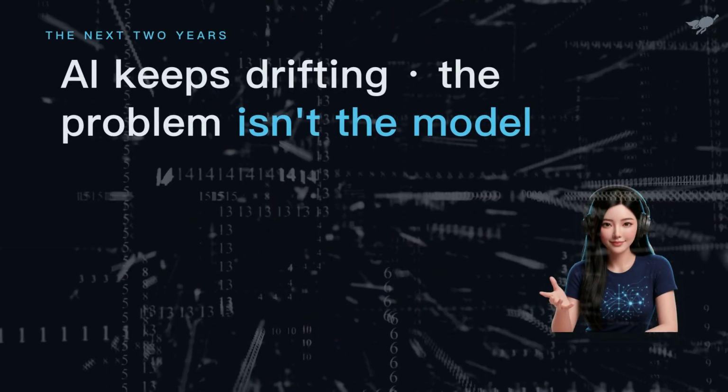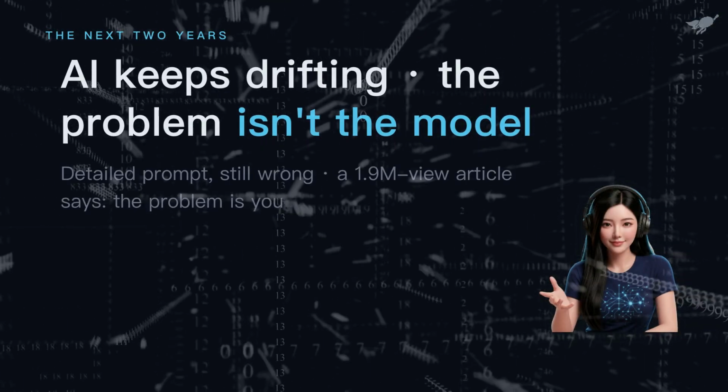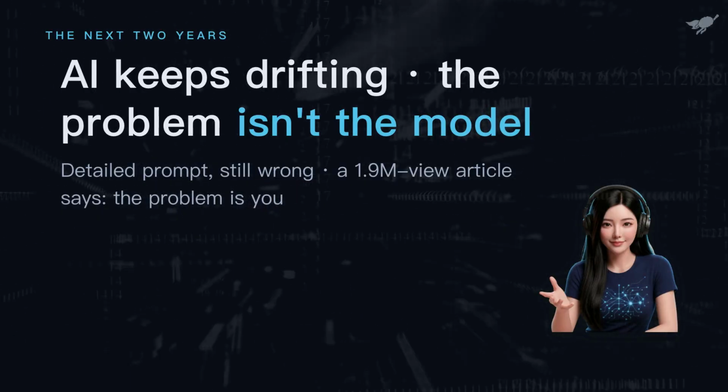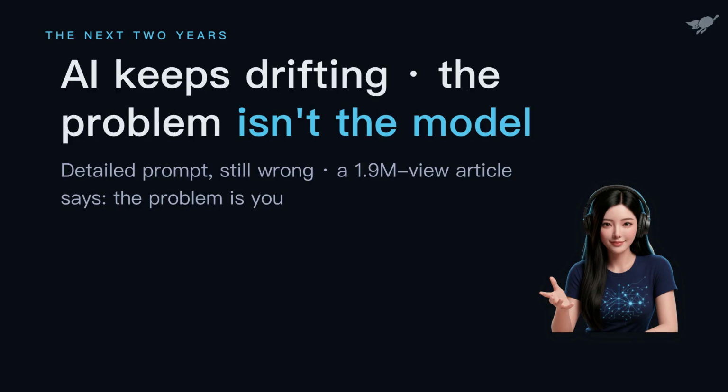Let me start with something you've almost certainly run into. You're building something with AI, you write out a super detailed prompt, and what comes back is still wrong. It just keeps drifting off. You probably think either the model isn't smart enough or my prompt wasn't good enough. The article I'm relaying to you today says it is neither.